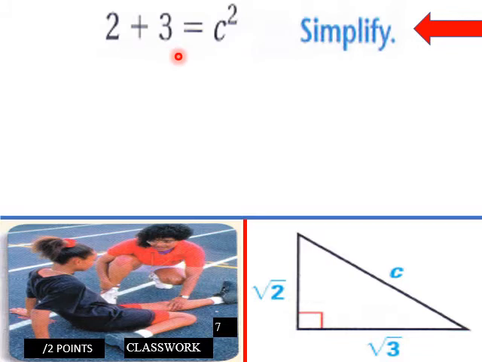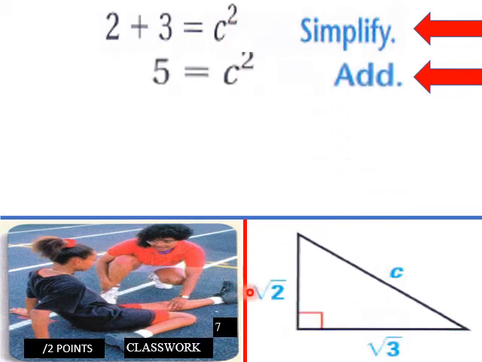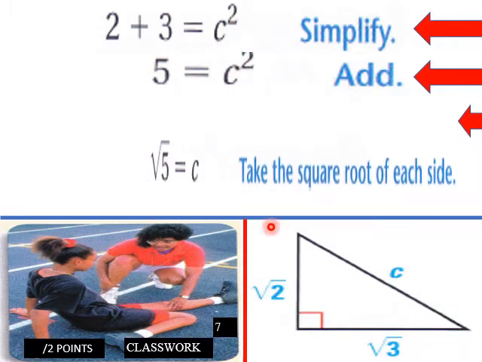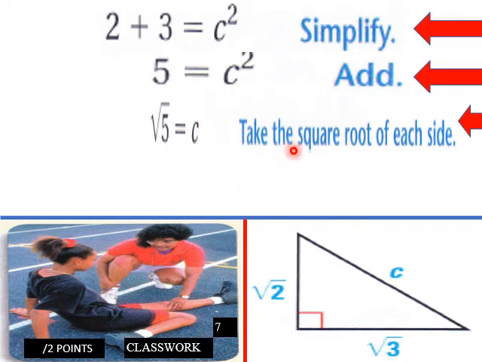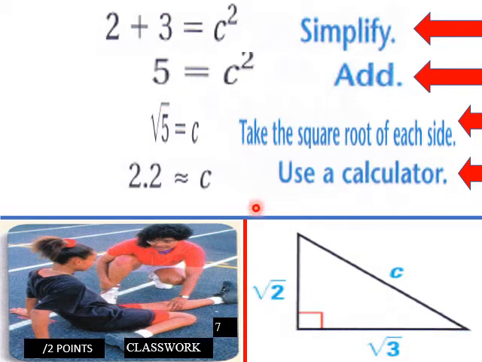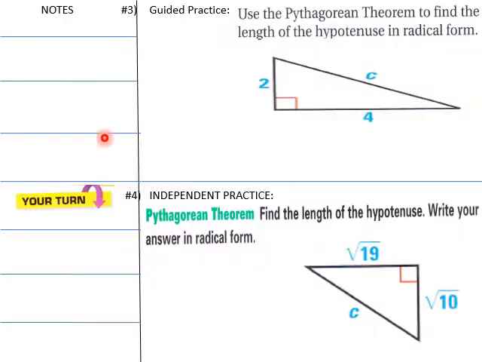If we go through and do our mathematics, we get 2 plus 3 equals c squared, so 5 equals c squared. How are we going to find c? We're going to have to take the square root of both sides, yes? Take the square root of each side. So this is c. What's the square root of 5? 2.2, use a calculator. Boom, we're done. The square root of 5 is approximately 2.2.